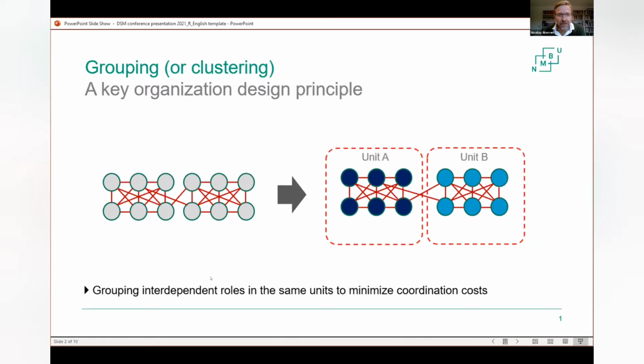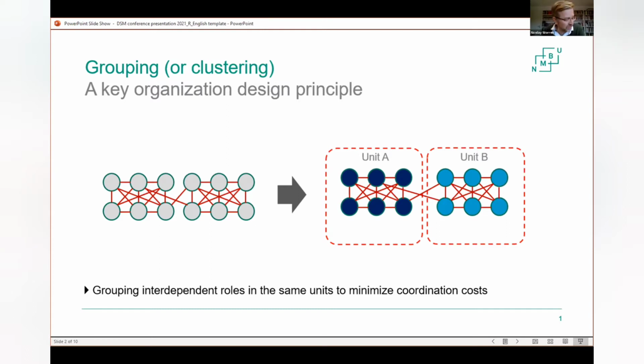As you probably know, the main principle in organization design, if we talk about bottom-up organization design taking into consideration the work processes, is to group interdependent roles together. If we have, like we see here on the left, a set of roles that are interdependent in terms of the work processes, the aim is to cluster them so that the interdependent ones are placed in the same subunit, whether teams, departments or some other type of unit. The main goal is to minimize coordination costs.